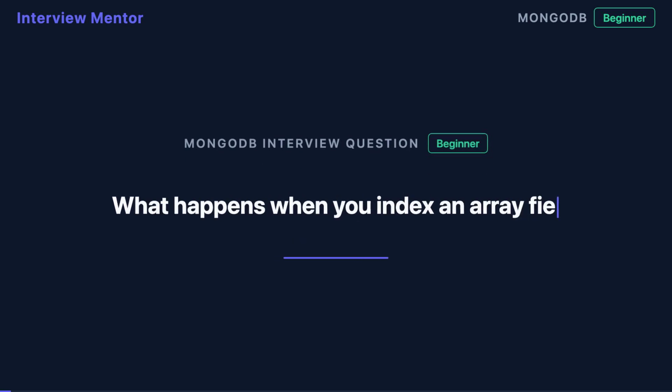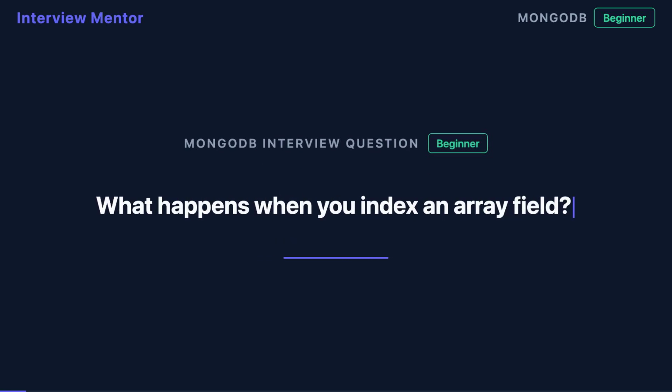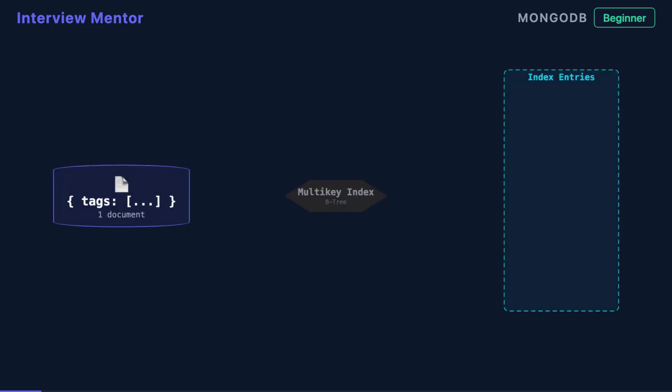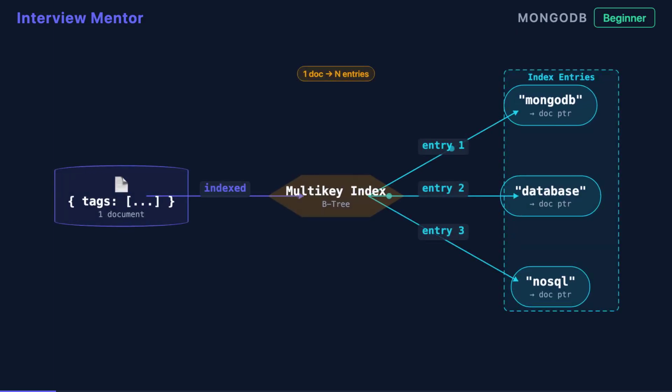Think indexing an array field works like any other index. Think again. When you index an array field, MongoDB automatically creates a multi-key index. Instead of one index entry per document, it stores a separate entry for each element in the array. A tags array with 5 values gives you 5 index entries, all pointing to the same document.